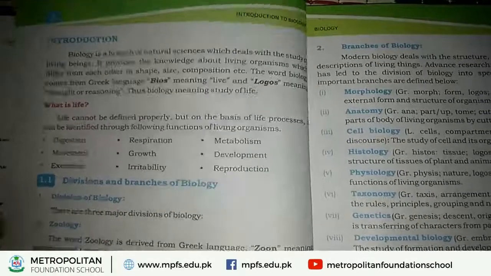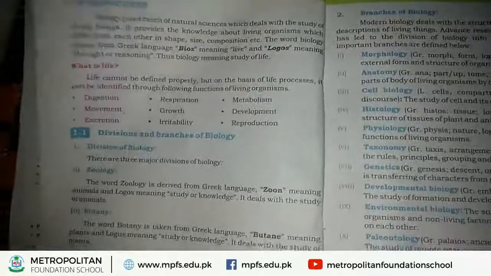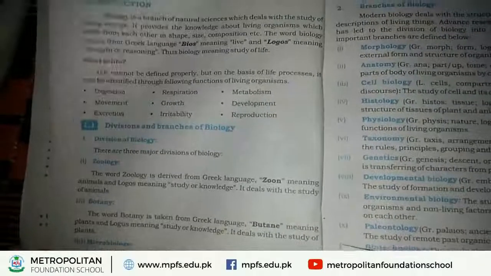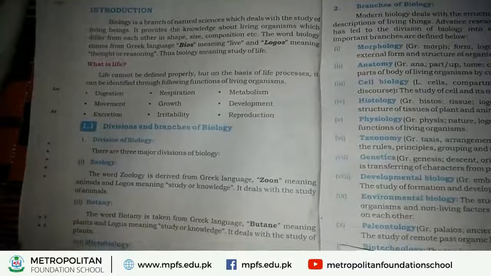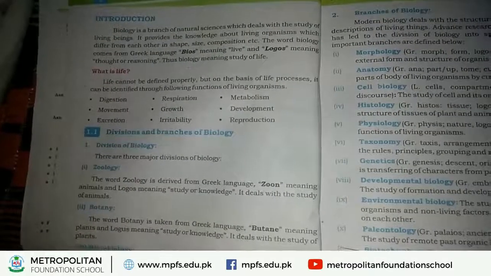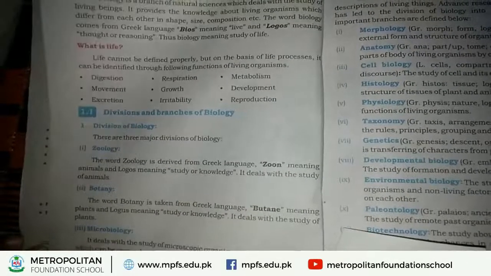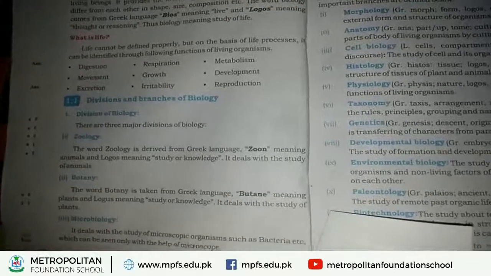Now, we study divisions. Divisions of biology. If we study divisions of biology, there are three major divisions of biology. Number 1, zoology. Number 2, botany. Number 3, microbiology.